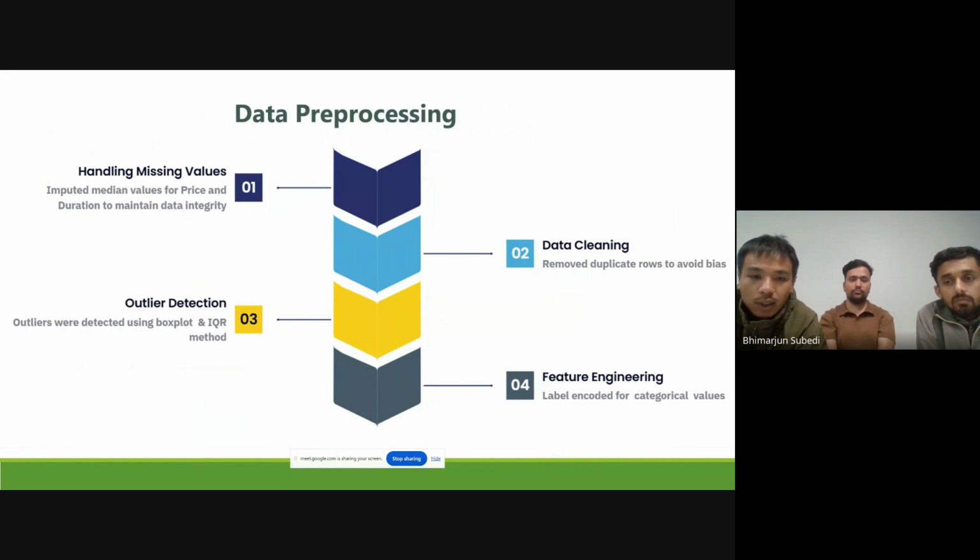In data cleaning, we also removed duplicate rows to avoid bias. To detect outliers, we used a box plot, a graph that shows outliers against the normal range of data, and the IQR method. In feature engineering, we label-encoded the categorical values into numerical ones, like airline 1 as 0 and airline 2 as 1. That's how we did it.